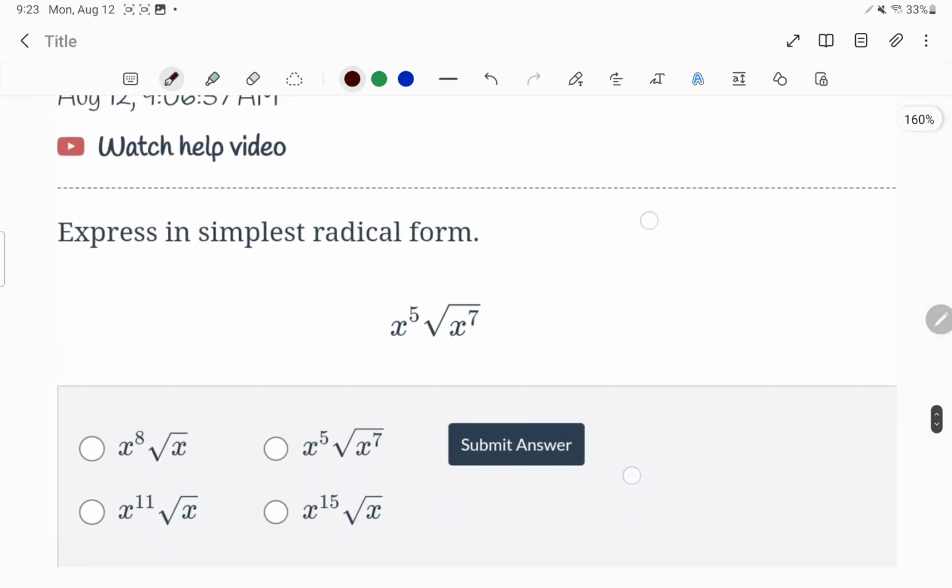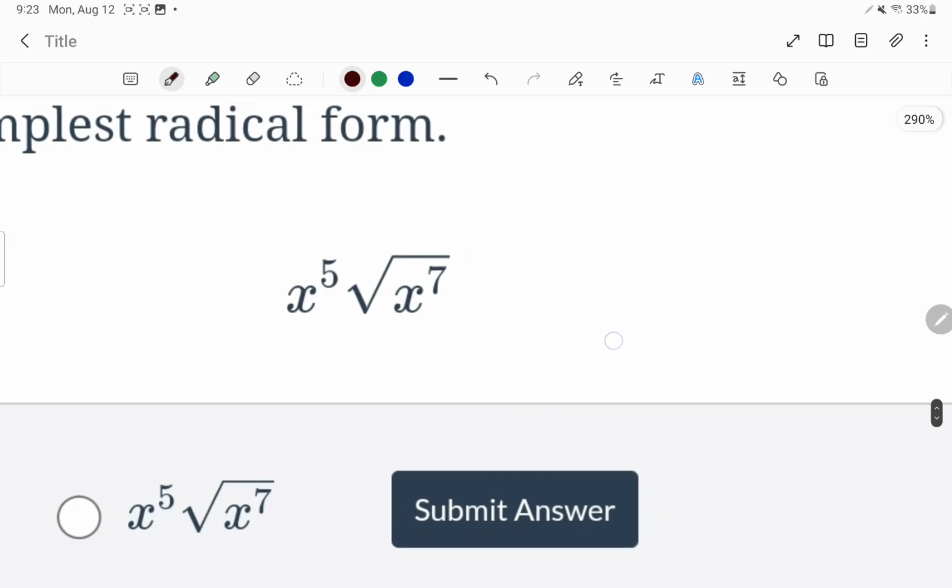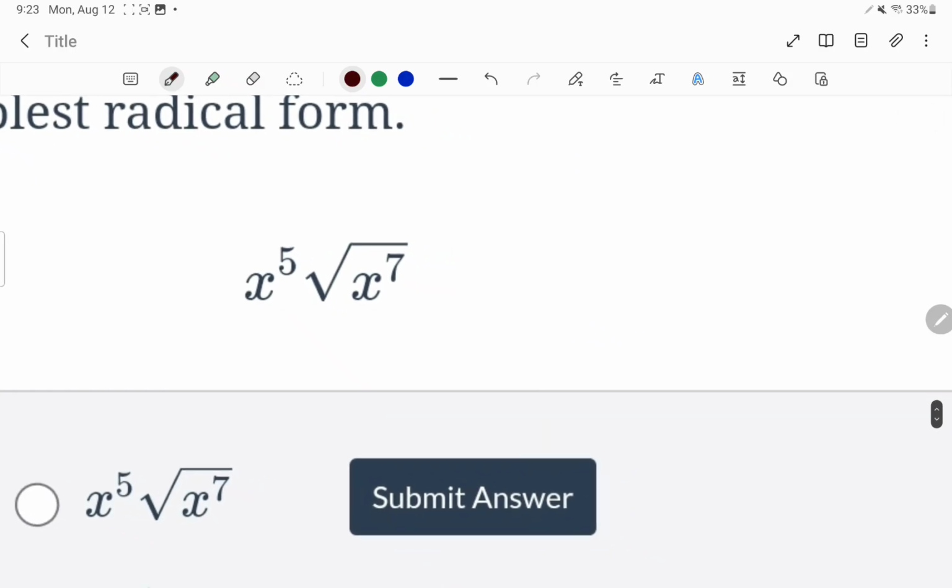Now, letters and radicals might seem very intimidating, but it's still the same concept. In this one, actually, I believe it's a little easier. We're going to be looking for a number, and right here we have no number, so we know our index is going to be 2. That means we need to do groups of 2.